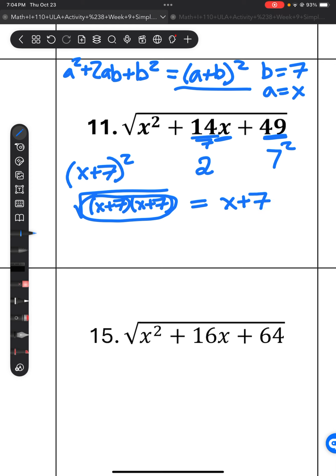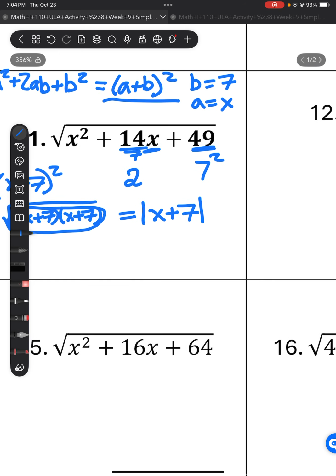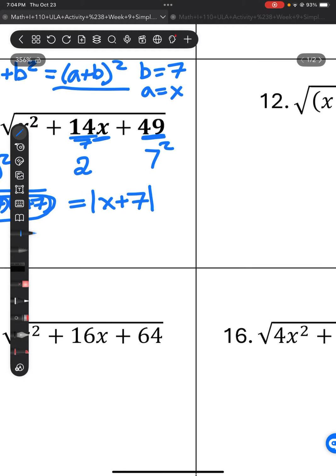However, when you have a variable as your radical simplification, you need to put absolute values because x can be anything. However, it needs to be positive, or it's not going to be a positive under the radical.